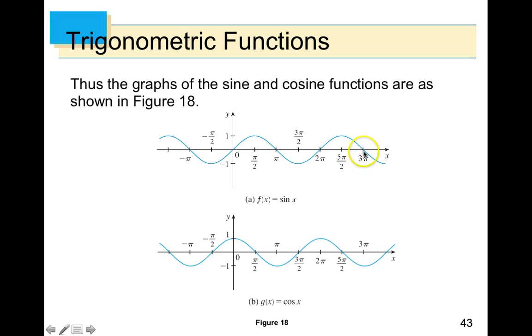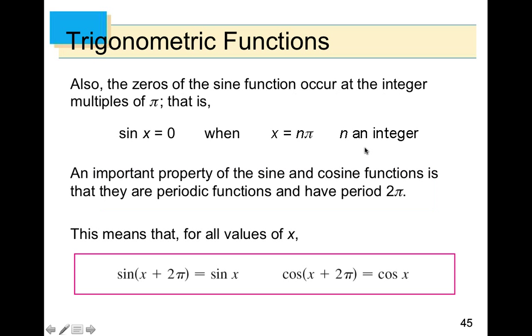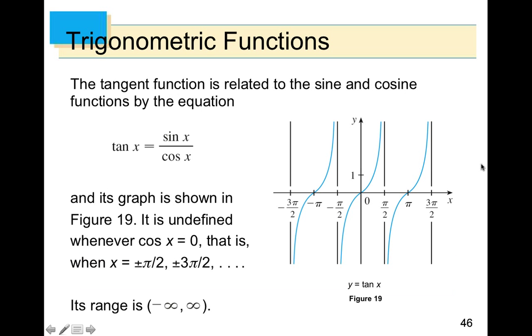Multiples of pi will get you to the next integer or the next intercept on the graph. An important property of the sine and cosine function is that they are periodic functions and have a period of 2 pi. That means that for any value of x, the sine of x plus 2 pi is going to give you the sine of x. So if you take whatever value and add 2 pi to it, it's going to give you back the same thing. And same thing for the cosine function. This is just a nice way of simplifying things.